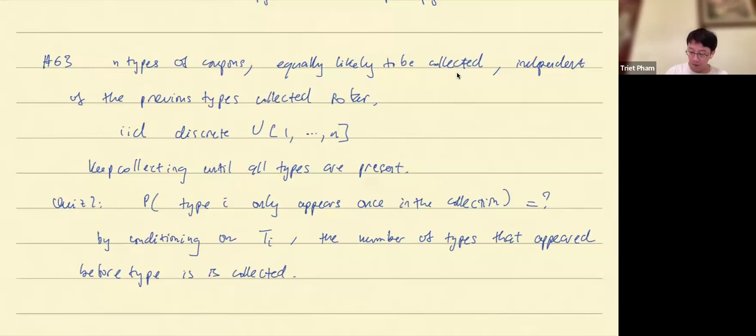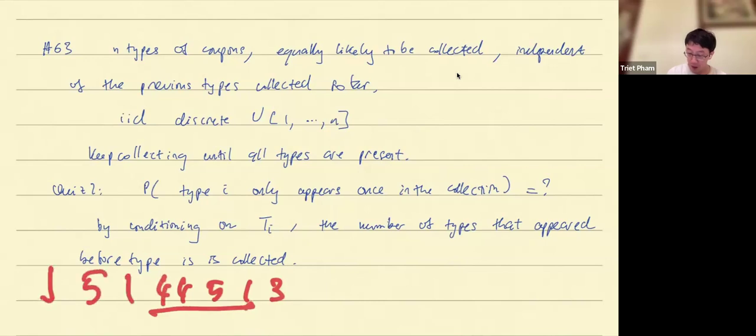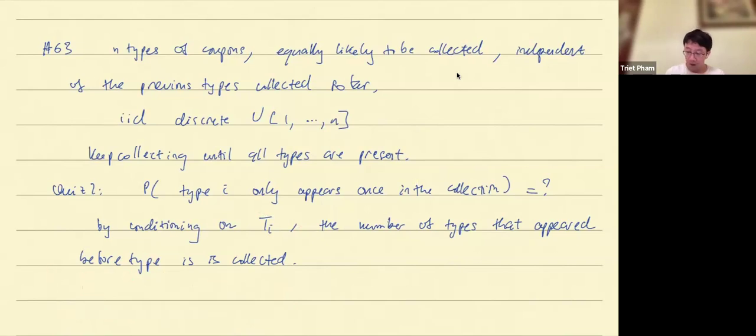So again, for example, let's say you are focusing on type 3. That's type I. So let's say you collect 4, 5, 1, and then 3. Then 3 types have appeared. And let's say there's a 4 here, there's a 1 here, there's a 5 here, there's a 1, whatever. Then 3 types have appeared before type 3 appears.